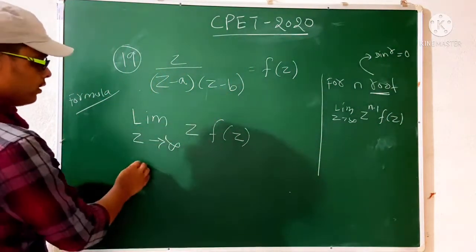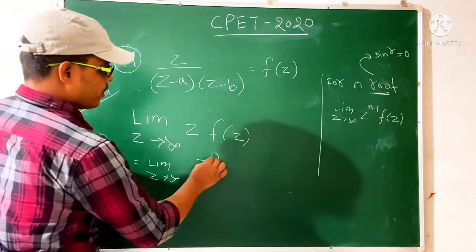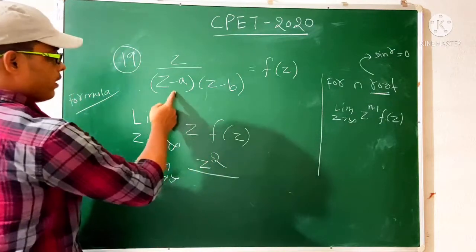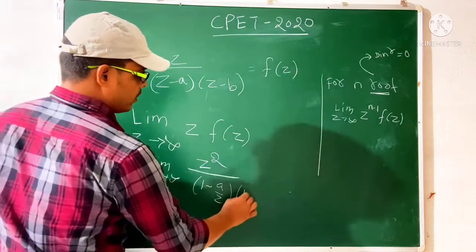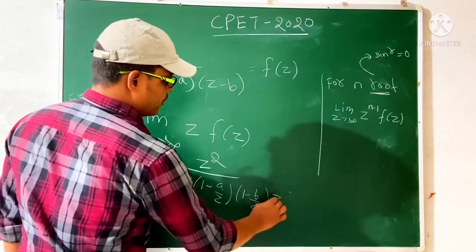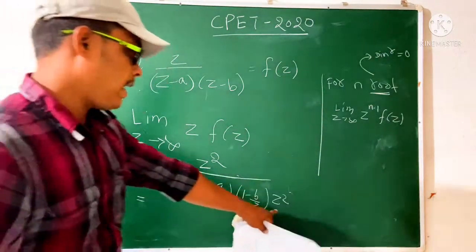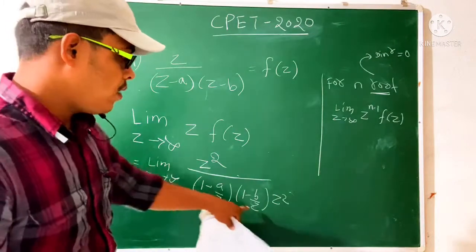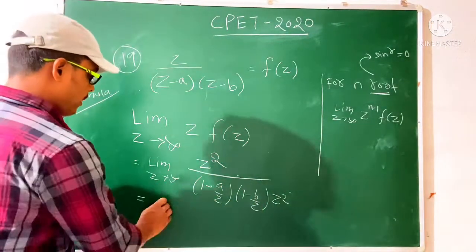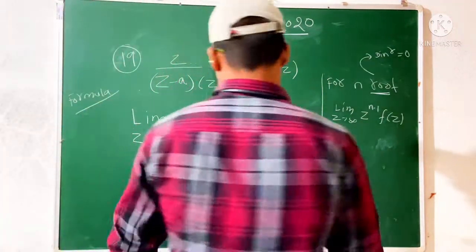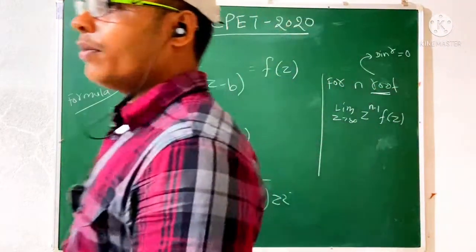I think you can solve this now. This is nothing but the limit z tends to infinity. There is z square in the numerator and denominator. You take z outside, so that will be 1 minus a by z and another 1 minus b by z, into z square. This z square will be cancelled, and since z is infinity, those factors will be 0. So your answer is 1. This is the residue and you have to find the limit. But remember, this is the residue formula if there is no contour given, right?